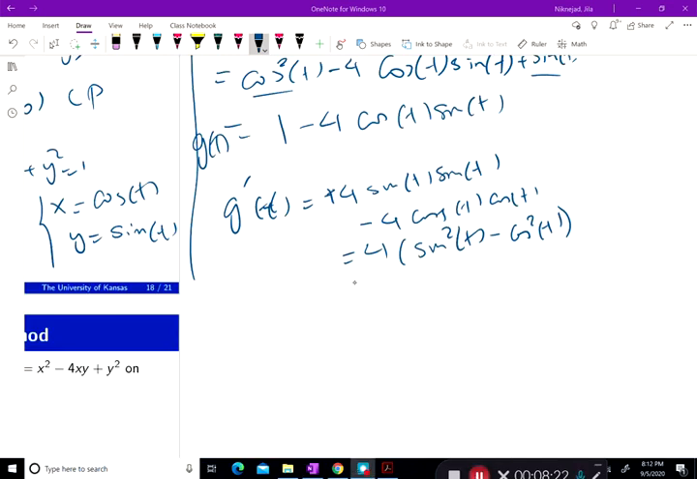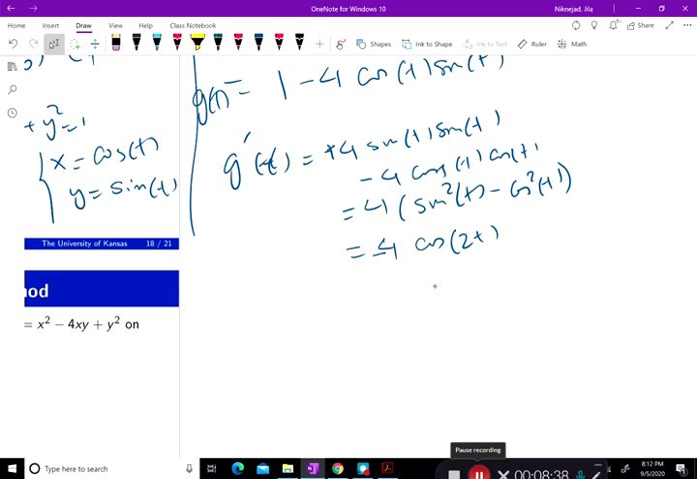The easiest way is to actually use the identity here, or you can set this equal to 0, but it would be negative cosine 2t here. Setting it equal to 0 and solving without the identity gives you the same thing as if you set it equal to 0 after using the identity. So I'm setting it equal to 0 now.